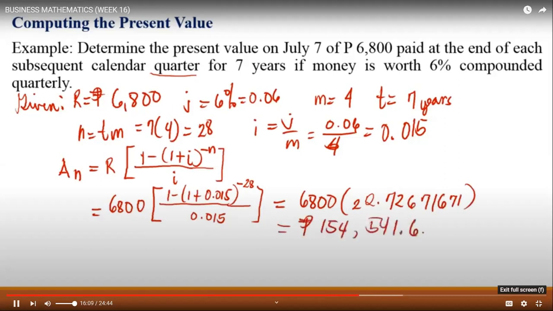And this is now equal to 154,541 pesos and 67 centavos. Okay? So, that is the present value of an annuity, which is equal to 154,541 pesos and 67 centavos. So, yan yung present value.